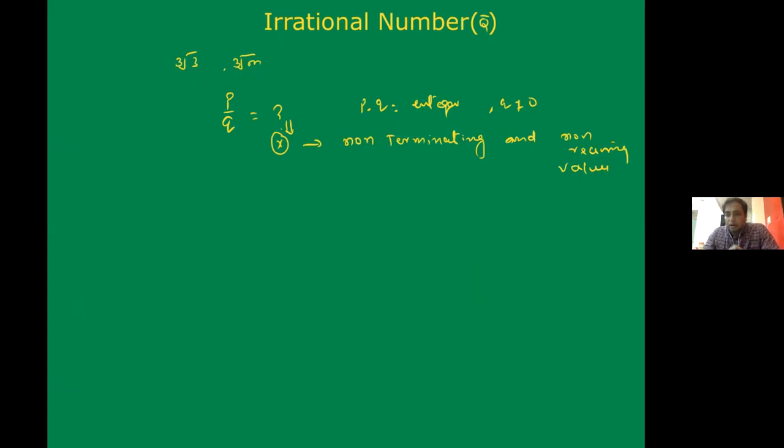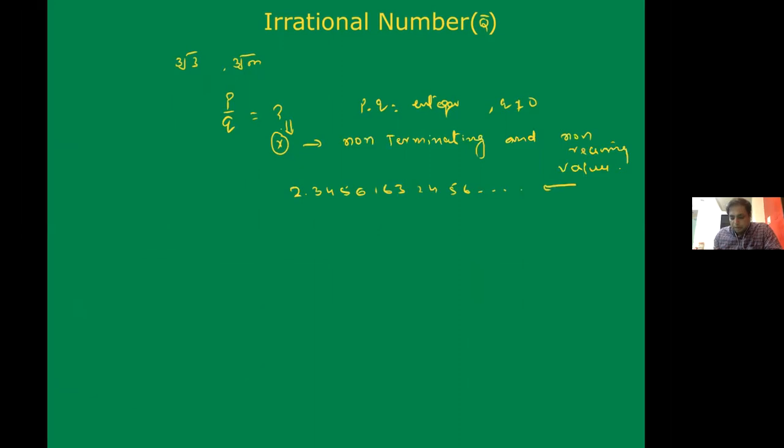So what is the meaning of non-terminating? Non-terminating means that when we divide p by q, the value goes after the decimal up to infinity. It will not terminate after two digits after the decimal point. The division goes up to infinity, like 2.3456163245 and so on. So it will not terminate.